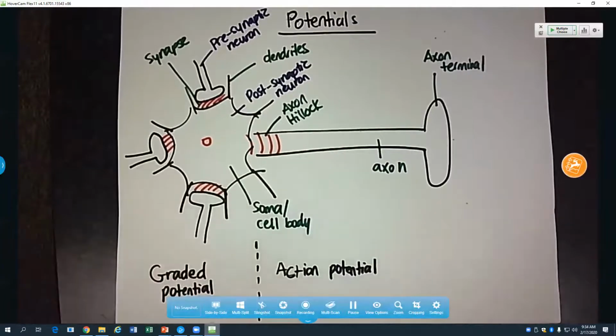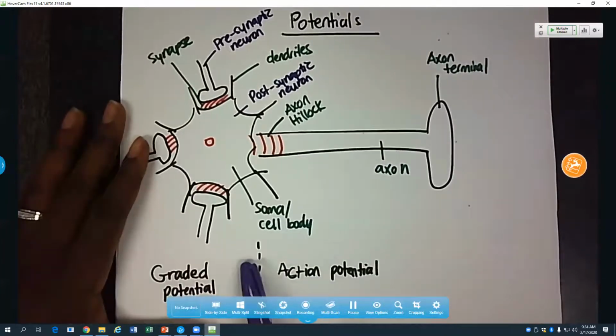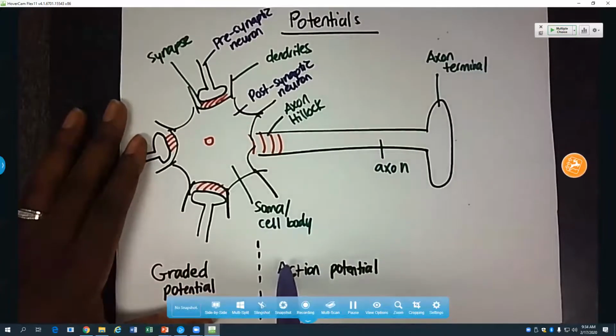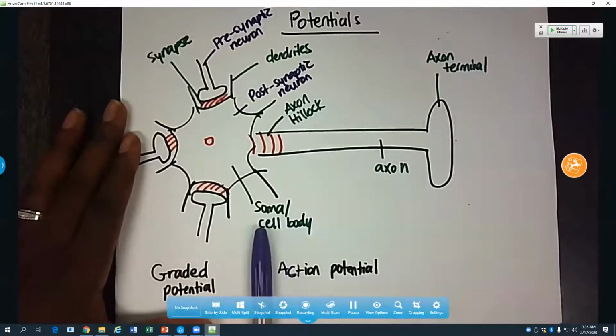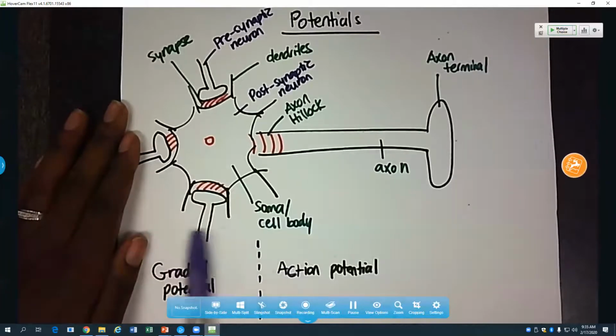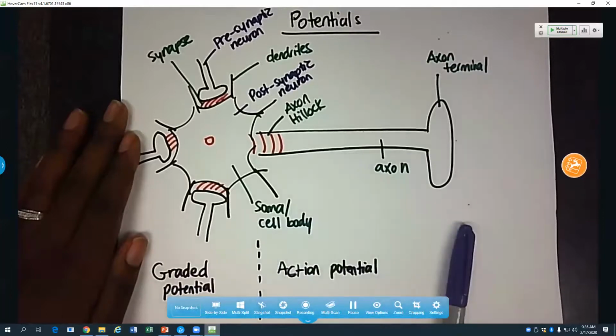Okay, so this is basically the structure of how neurons communicate and different features. And we'll come back to this drawing and point out where some of the channels are. But for right now, we're really concerned about distinguishing where graded potentials occur and then where action potentials occur.